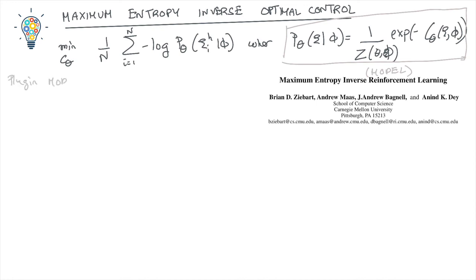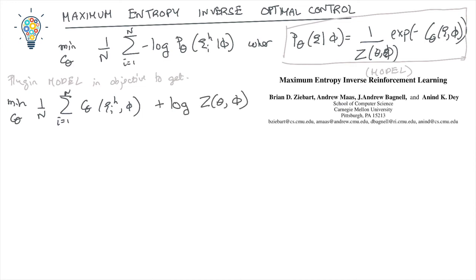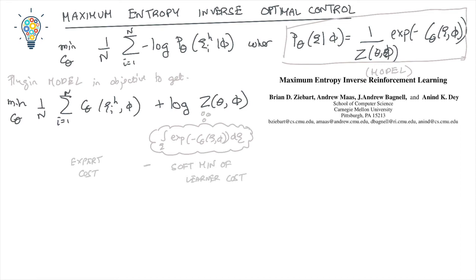Okay, so let's build some intuition. If we plug in the model in the objective and write it out, we'll see that the objective looks like minimize the cost of the human trajectory plus the log partition function, log Z theta. If you look at Z theta, it's simply the integral of exp of negative cost. So this expression looks a lot like log sum exp, which is also known as the soft min operator. So the objective looks like expert cost minus a soft min of the learner cost.